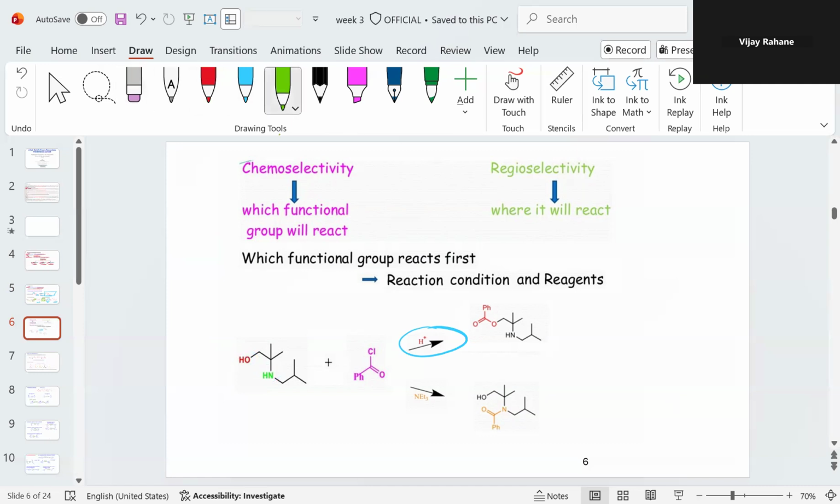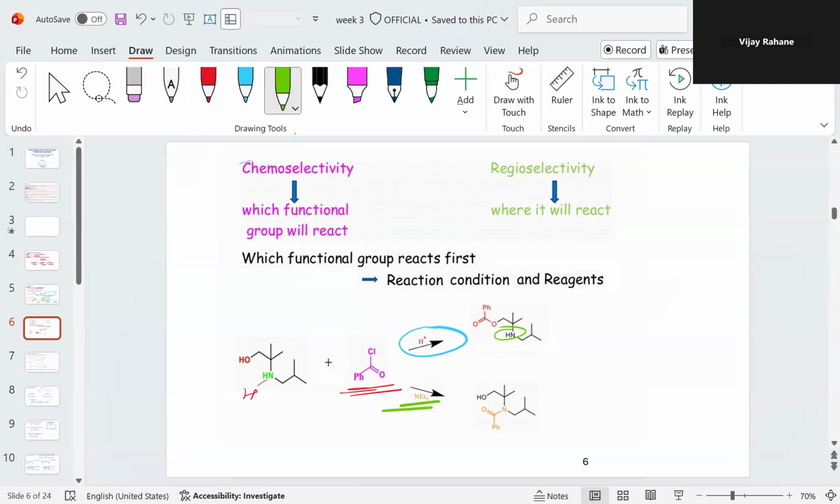So in presence of acid, what happens? This amine gets protonated, and this will be no longer available for electron donation or the nucleophilic attack on the carbonyl center of methyl chloride, sorry, benzyl chloride, and we get the selectively O protected compound. So the reaction occurs at the oxygen center and doesn't occur at the amine center, nitrogen center.